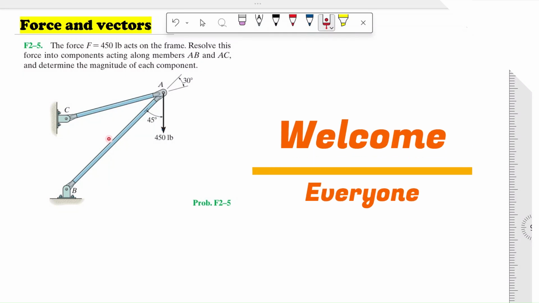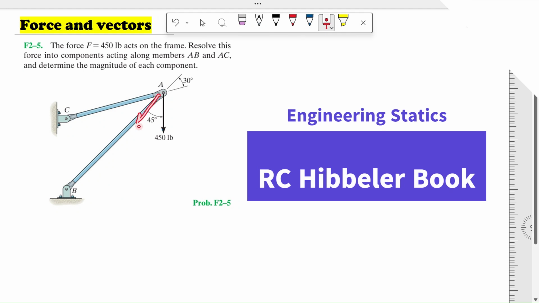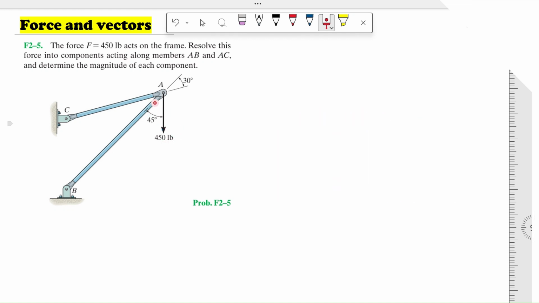Hi everyone. In this video, we will be learning about frames. More specifically, we will be determining the induced force in AB and AC members of this frame. Here we have this external applied load of 450 pounds, which is acting from this AB member at 45° anti-clockwise.